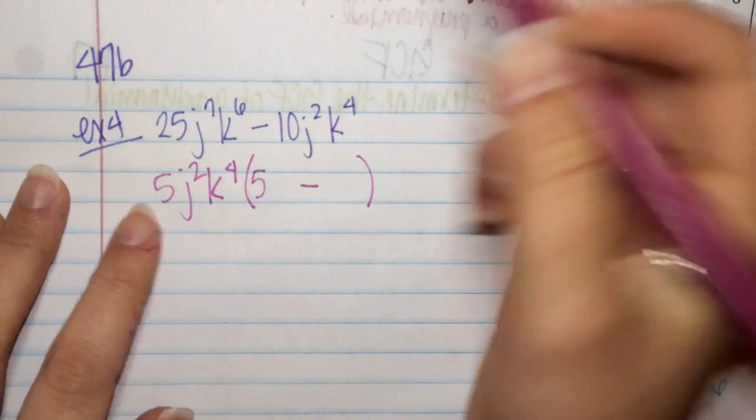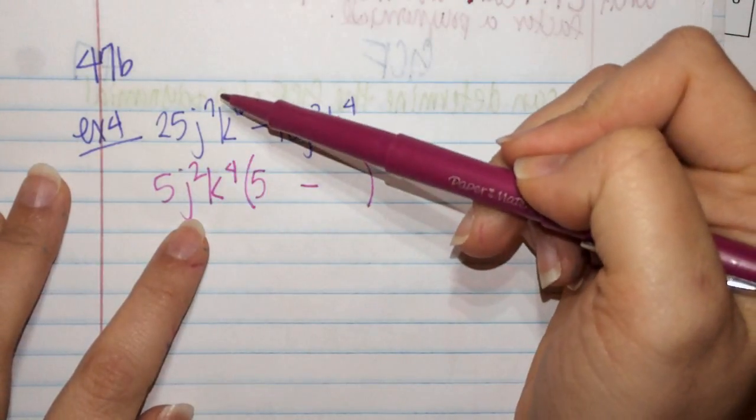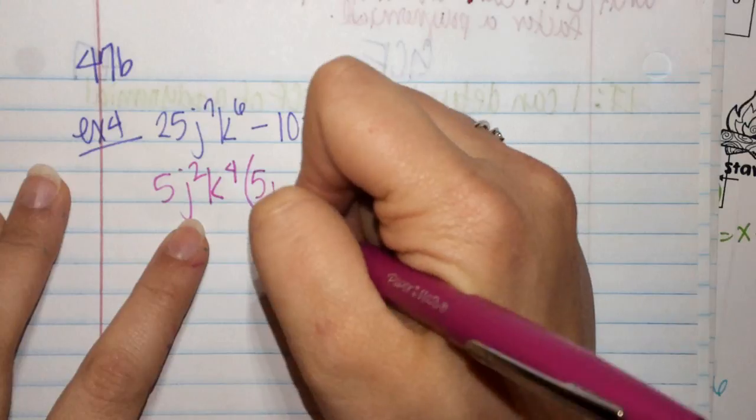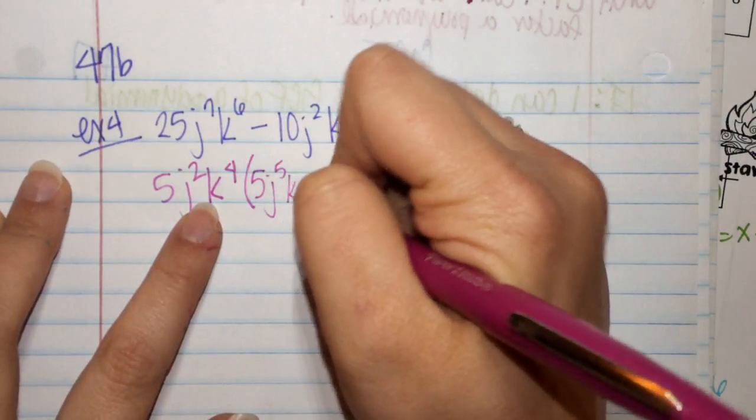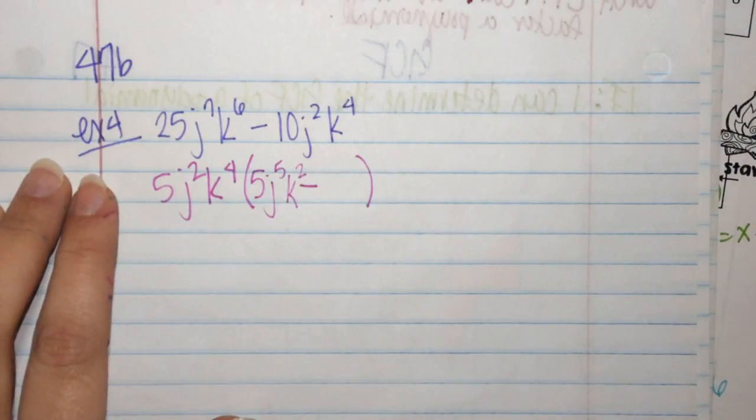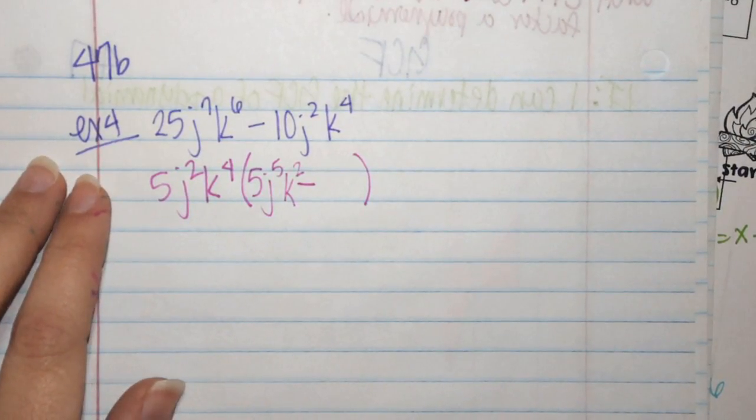Okay. Alright, now we subtract the exponents. What's 7 minus 2? What's 6 minus 4? 2. Does everybody see where we got that from?